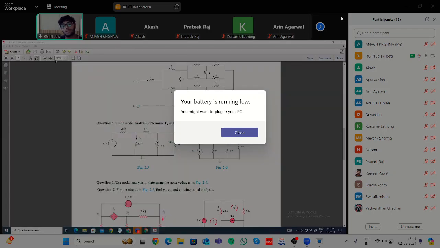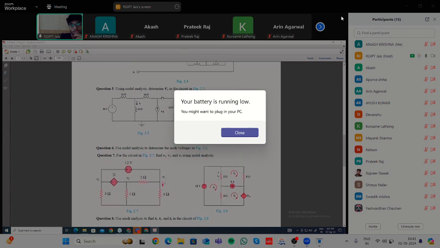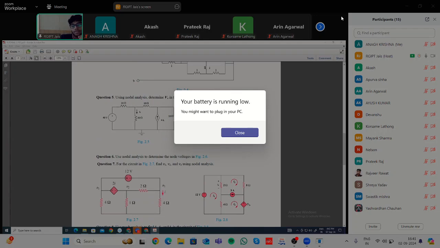So look into this fifth question. In the previous tute, you have solved these questions based on nodal analysis. So this might not take much time, just 2 minutes.